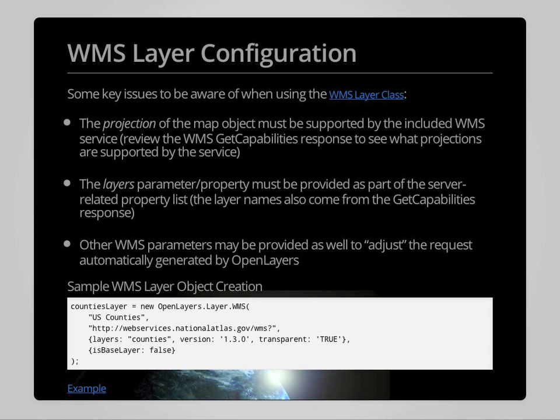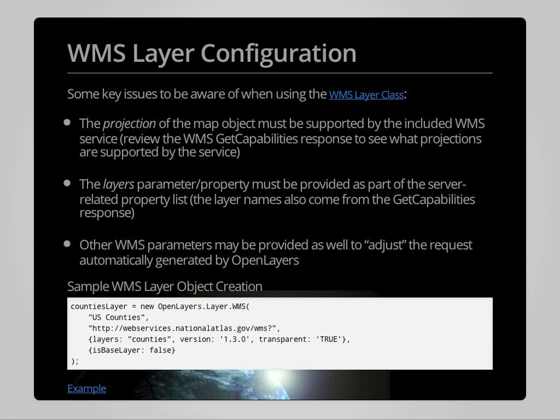So what we have here is some information and an example of a very simple creation process for a WMS layer object. When creating a WMS layer object, there are some key things that we want to keep in mind. The first, and possibly most important, is that the projection of the map object that you've created previously must be supported by the WMS service that you're communicating with.